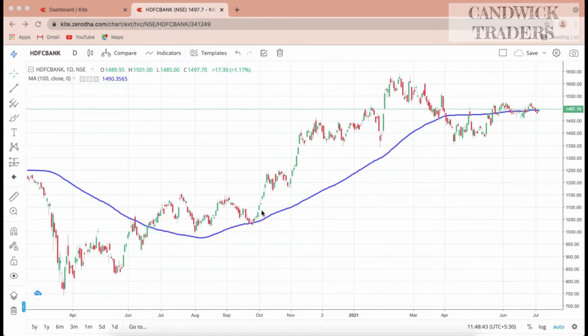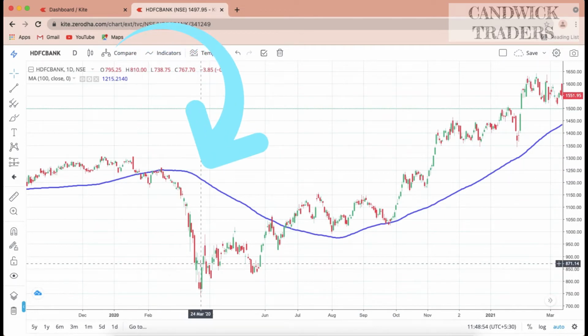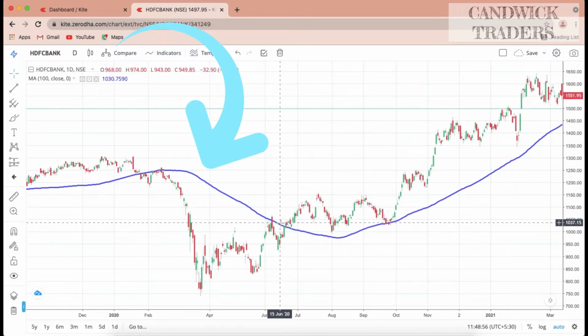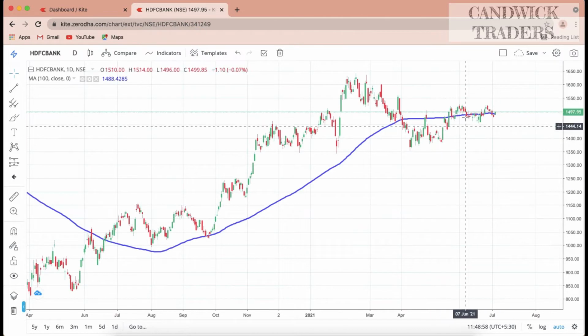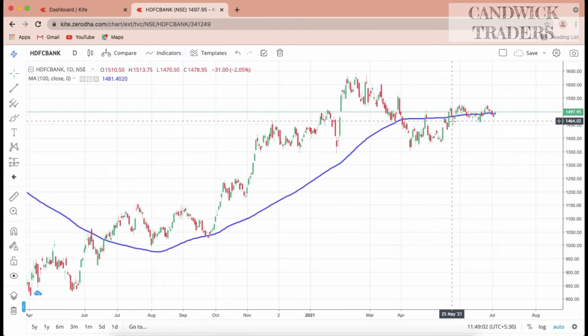If the moving average is below the price and pointing upwards, then we can say it is an uptrend. Okay, same for the downtrend also. Like here you can see, the moving average is above the price, so it's called a downtrend. We have another one that is flat or sideways. This we can consider as sideways.